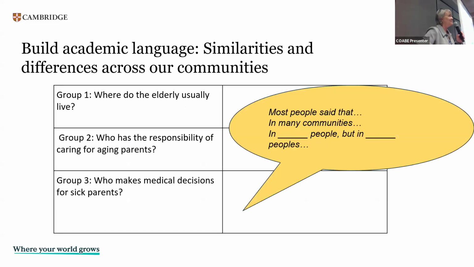Next, we're going to build some more academic language for their writing, really focusing on speaking first. So groups are given one of those key questions. They go back to their notes, and group one would look at where the elderly usually live, who has the responsibility, and who makes decisions, according to the data we collected. The learners are just going to talk through what they noticed. So most people said that their aging parents live with the children. Or in many communities, aging parents live with their children. Or in Cambodia, people normally live with the oldest son, but in Argentina, people, okay, so excuse the typos. Yeah, go ahead.